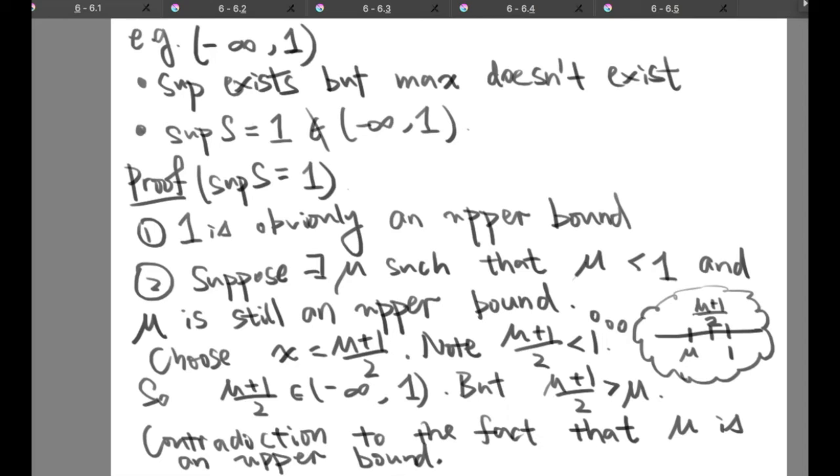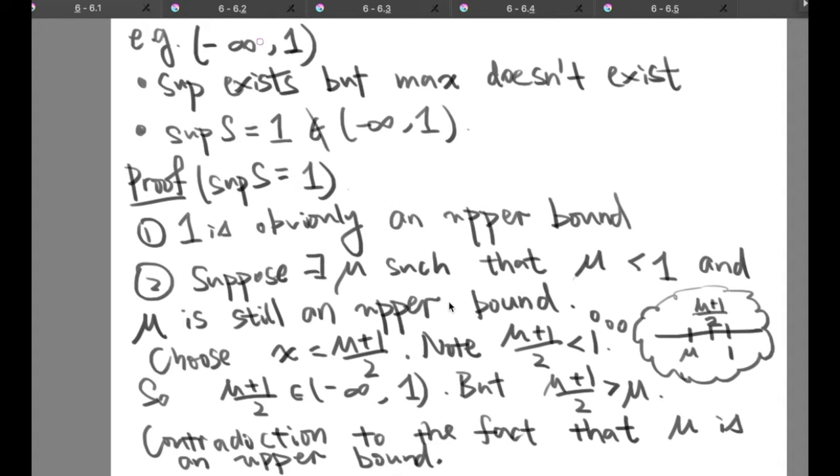In this video I'm going to continue on the part of supremum and infimum. So let's start with the example of the interval negative infinity up to 1, in which 1 is not included. We claim that the supremum exists but the maximum doesn't exist. Also, the supremum of S is equal to 1, which does not lie inside this interval.